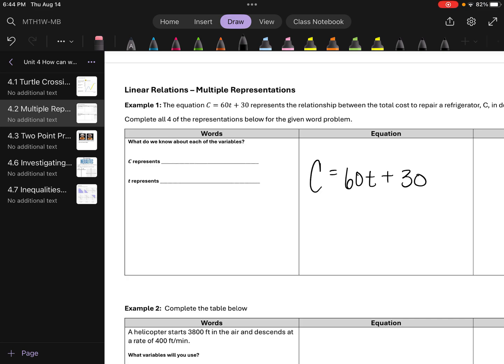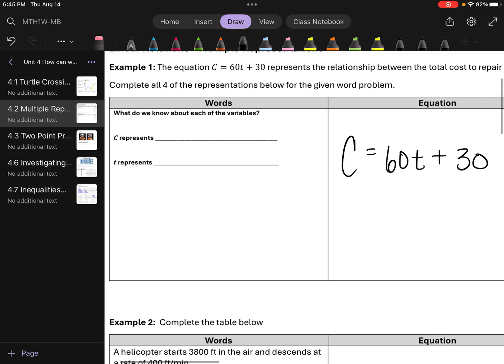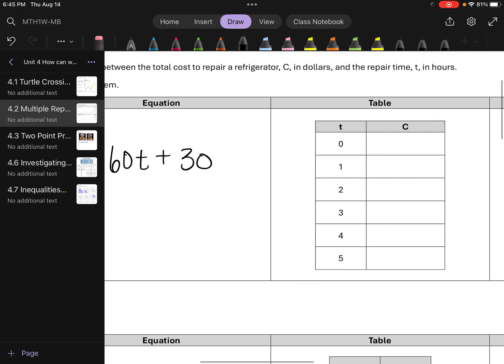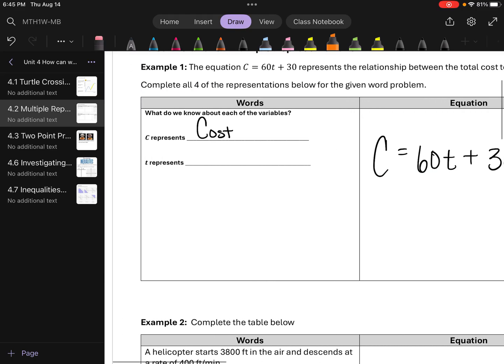So this is the same y equals ax plus b equation that we've been using. It's just using different letters that represent the situation a little bit better. So what do you know about the variables in this case? If you look at the word problem, that C tells you that it's talking about cost, and T tells you that it's looking at time in hours. Okay, so I'm going to write this in.